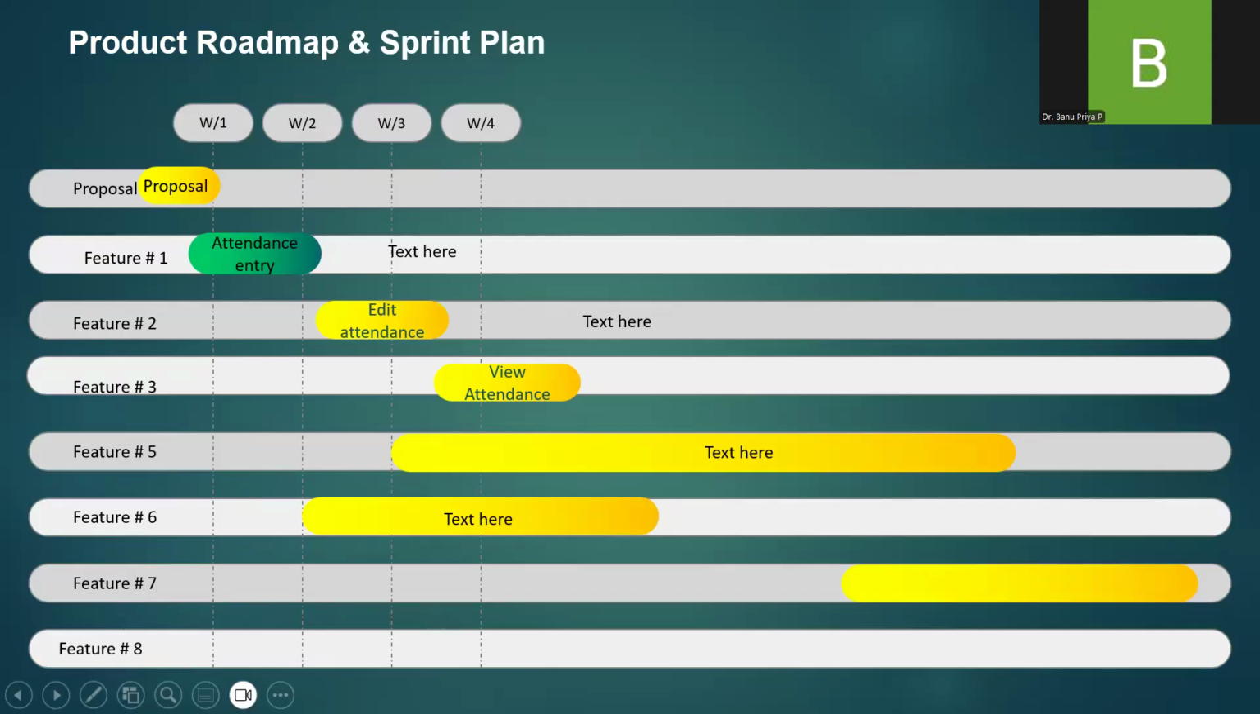So in this lecture, we have covered Agile practices and its principles. We will be seeing MS Planner in the next lecture.